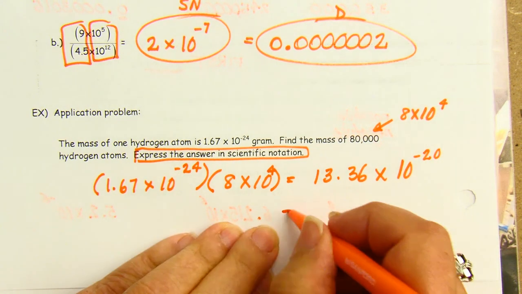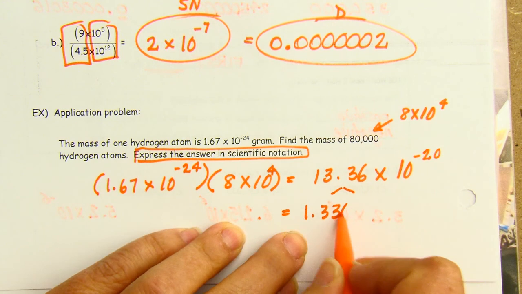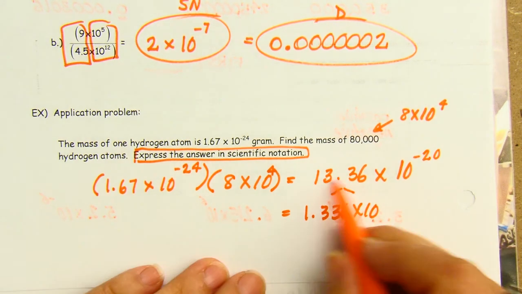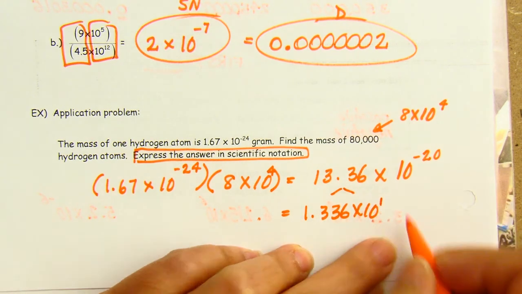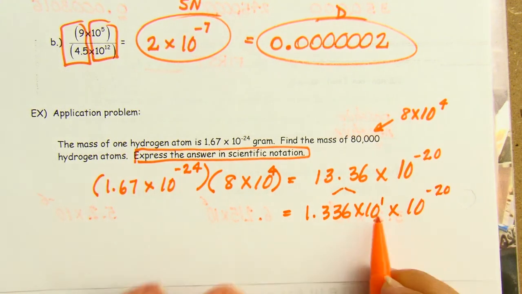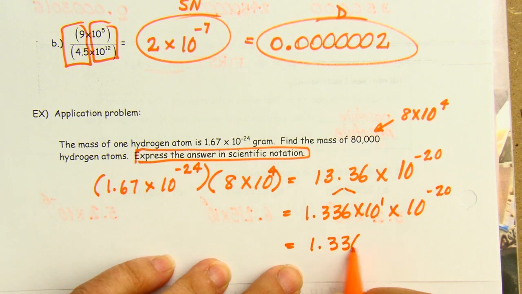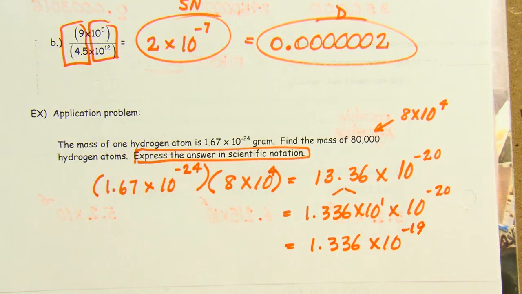And so I have to bust this apart. This part breaks down into 1.336 times 10 to the power of, remember this is a number larger than 10, so the exponent is positive. This is 10 to the power of 1. And then I bring down this 10 to the power of negative 20. And when I add these same base, I get 1.336 times 10 to the power of negative 19. My units are grams.